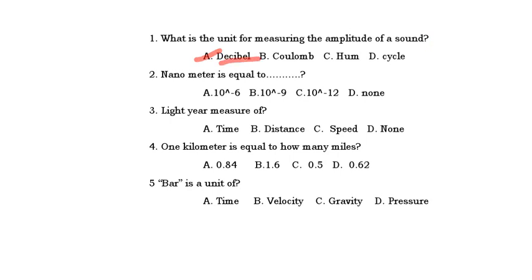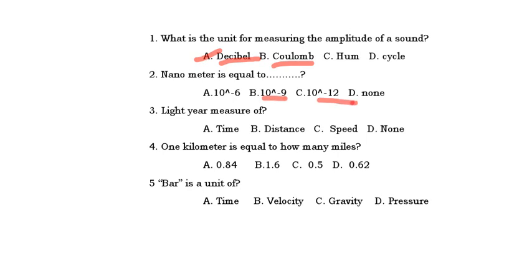The unit of sound is decibel, guys, and coulomb is for charge, electric charge. The cycle is different and hum is different. Then the next question: the nanometer is equal to 10 to the power of minus 6, minus 9, minus 12. Which one is your answer?